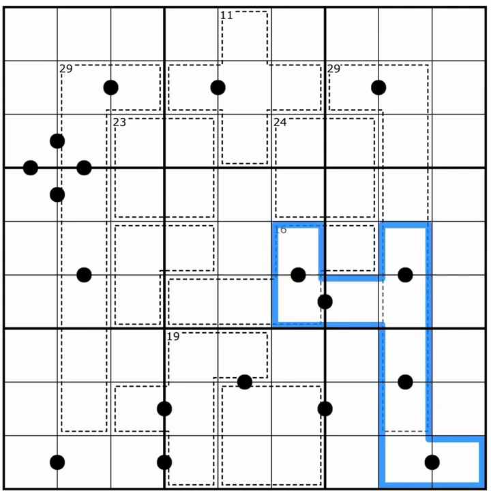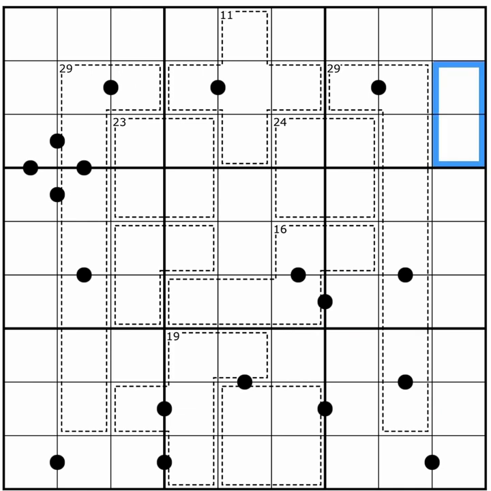Orthogonally adjacent digits that are in a 1-to-2 ratio are separated by a black dot. Okay, those are the rules. I'm going to solve the puzzle now.